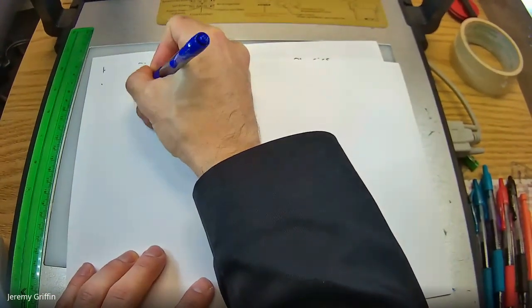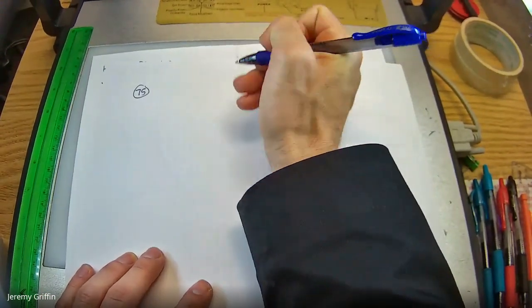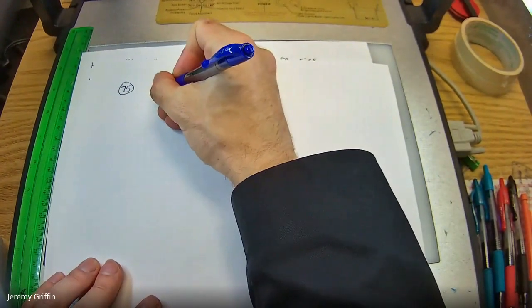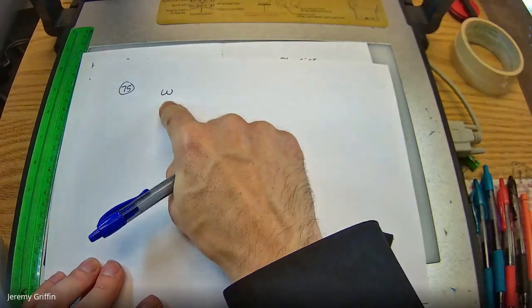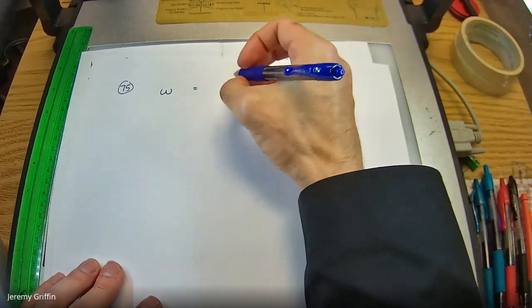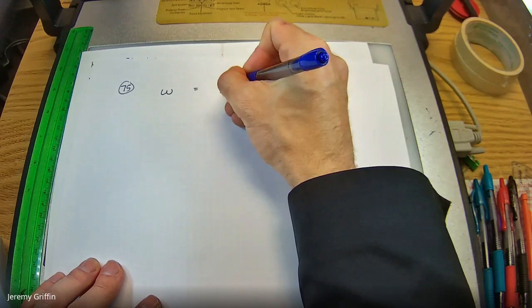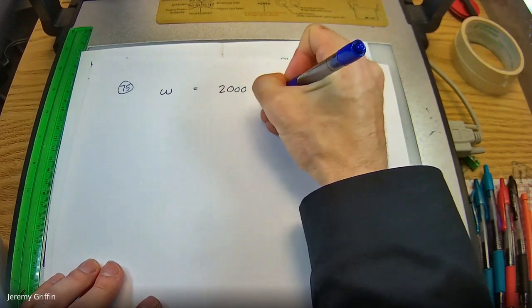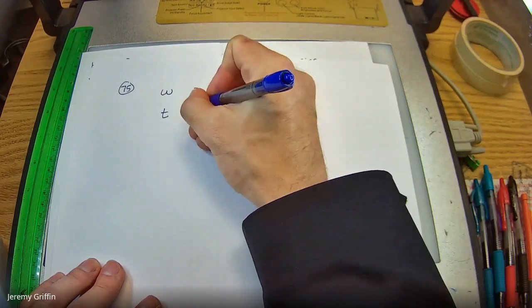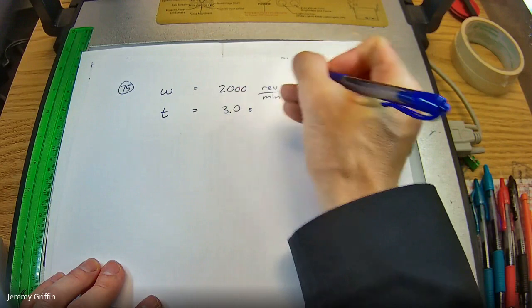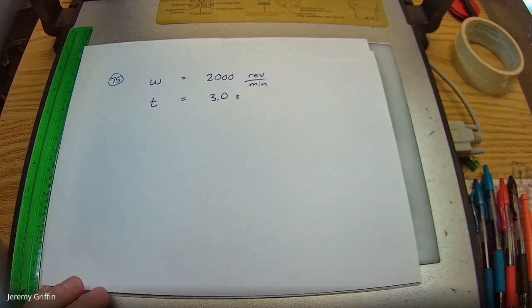75. Right. Hey, angular velocity. Do you guys remember what the symbol for that is? It's a Greek letter. Omega. You guys know that? Now, for the notes, I'll change the numbers a little bit. Let's say it's an even 2,000 revolutions per minute. And let's say the time interval that it's spinning for is an even 3 seconds. Something like that. Okay. Not exactly what the book says, but pretty close.